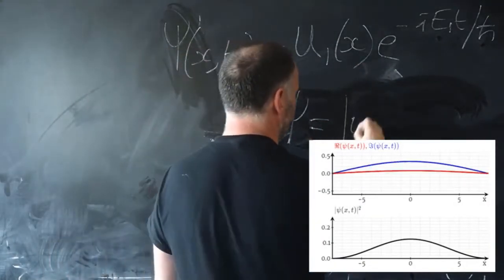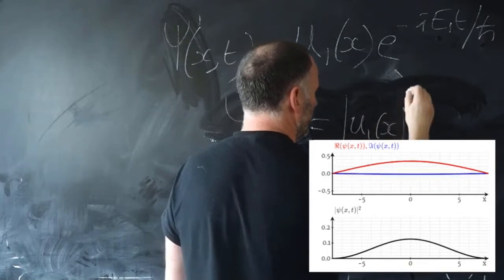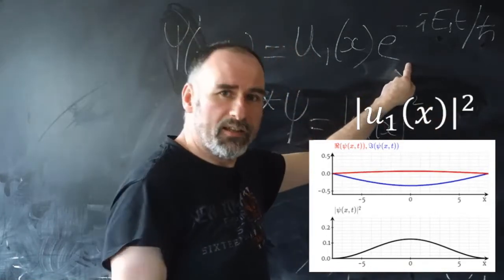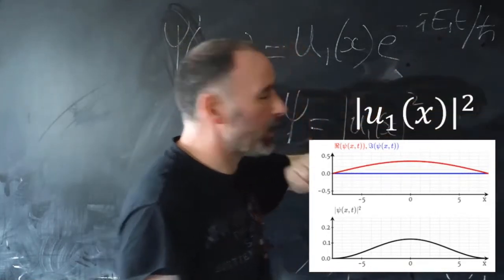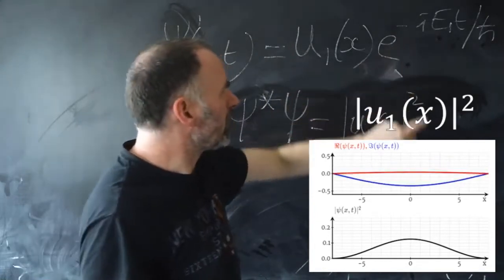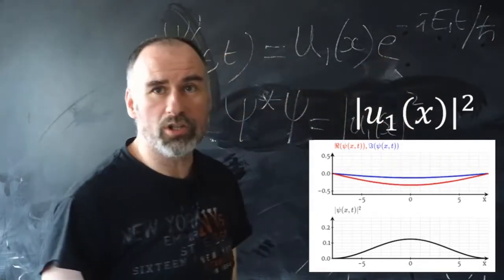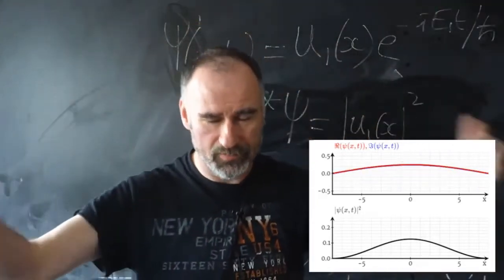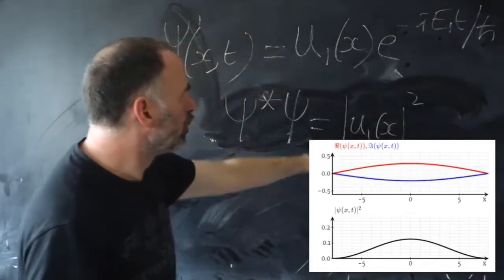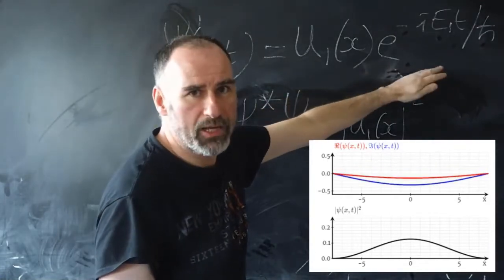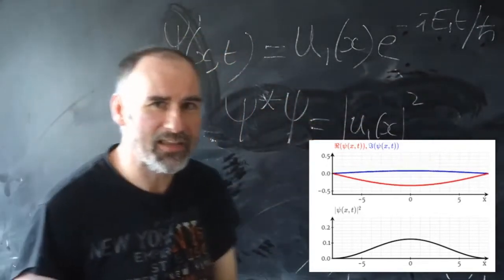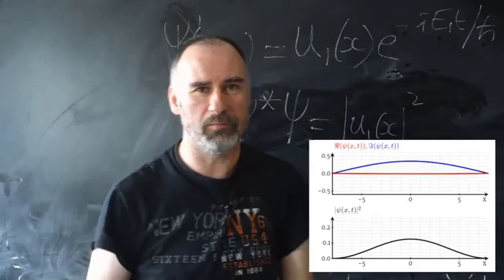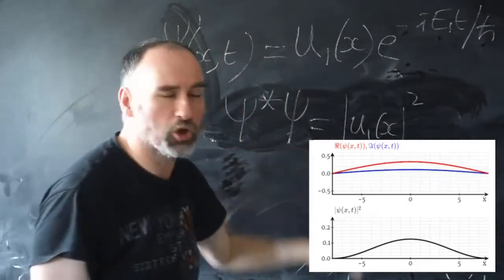which will be, what's this? e to the minus i E1 t over h bar. What's the complex conjugate of that? Well, we just make that positive. e to the minus something by e to the plus, exactly the same thing, gives us a 1. So we lose all information on the phase. We can't see this oscillation from real to imaginary. All we can see is the modulus squared.